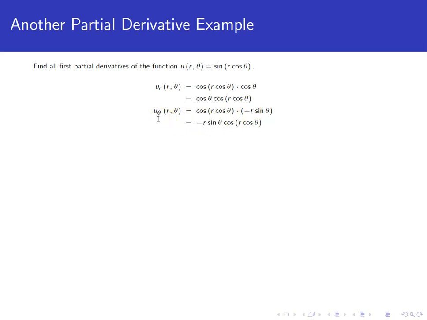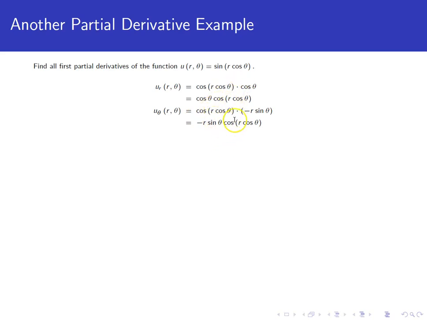For our partial with respect to theta, notice our outside function is still sine of a function of theta. So the chain rule says derivative of the outside, cosine, leave the inside alone. So we get cosine of r cosine theta again, just like we did in the first case.